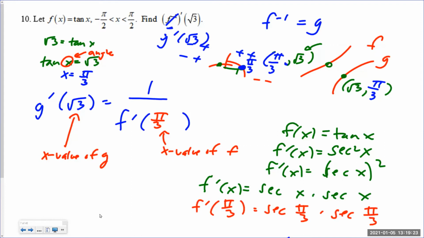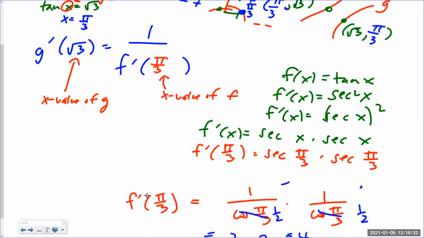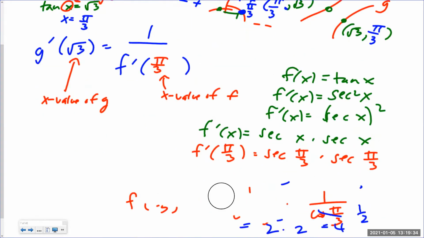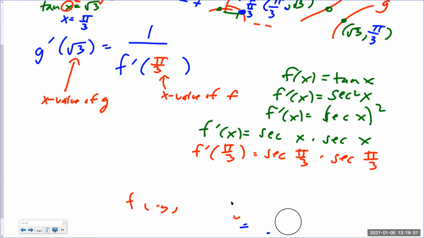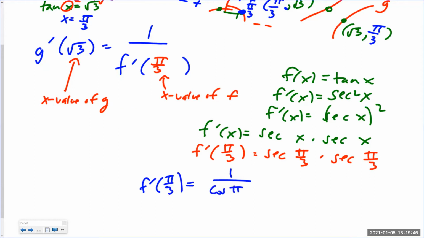How in the world can I figure out what secant pi over 3 is? That's not on the unit circle. What is secant related to? Secant is 1 over what? Cosine. Very good. Secant is 1 over cosine. Okay, that's a definition of secant. So f prime of pi over 3 is equal to 1 over cosine of pi over 3 times 1 over cosine pi over 3. You have to change it to cosine because nobody knows what secant of pi over 3 is. But you know secant is 1 over cosine.